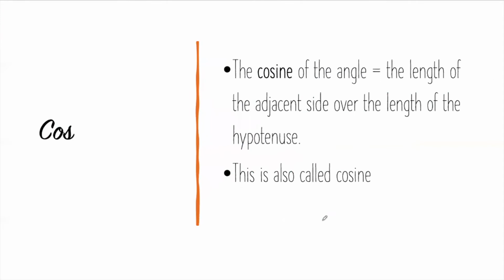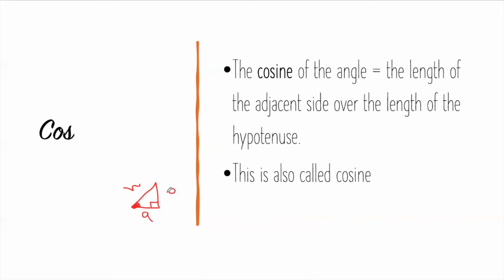Now cos. The cosine of the angle is equal to the length of the adjacent over the length of the hypotenuse, also called cosine. So yeah, just keep that in mind. So again, here's a triangle, here's a right angle. Always going to be the hypotenuse, and if we were trying to find the cosine of this angle, then this would be our adjacent and this would be our opposite.